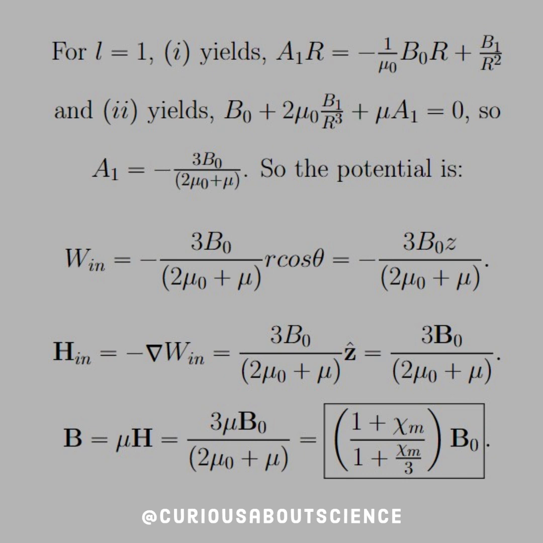And if we take the gradient, negative gradient of course, we see that H naught goes to 3 B naught over 2 mu naught plus mu. And therefore B equaling mu H, we just get another factor of mu. But let's recall that mu is equal to 1 plus chi m, so we're able to simplify through. We have seen this before with the electrostatic case and polarization, so don't be alarmed when you see it, but be aware of it.